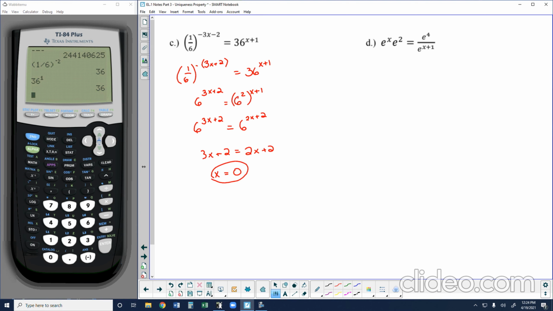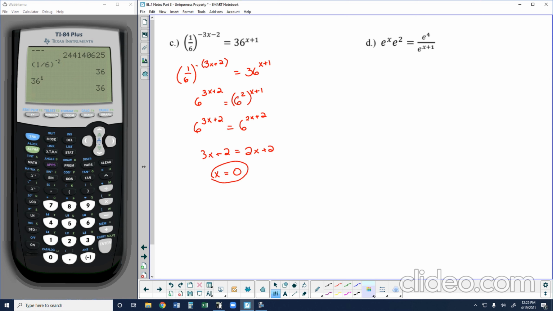Let's take a look at D. D is going to work in the same manner here, but what we're seeing is Euler's number. So we can still solve for D. Remember, Euler's number is approximately 2.718, and then it continues on and on. But it is a base, okay? So e is a number. It represents a number. So we're still going to try to get the same base on both sides.